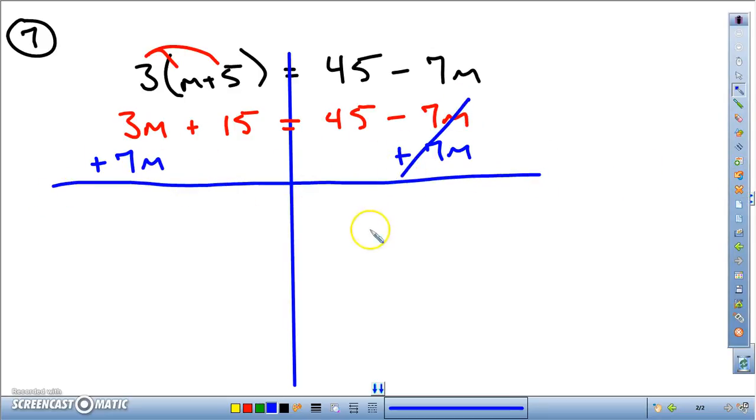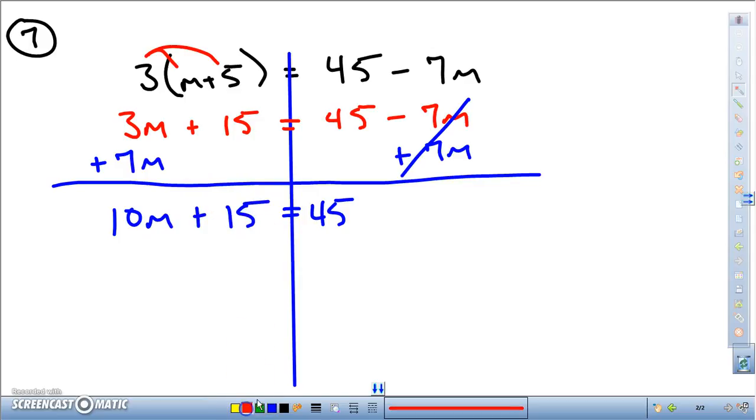That's going to cancel over here. The 45 is going to come down. Equal sign stays on the line. 3 plus 7 is 10m, and your plus 15 comes down here. All right, now I'm back to a problem like I had in number 1, where I've got a two-step equation now.